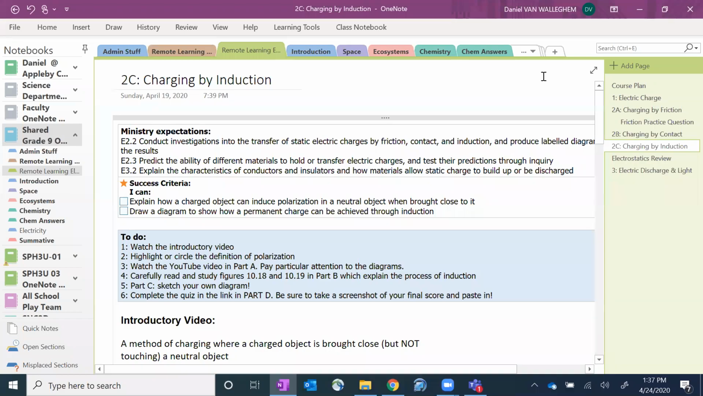Hi everyone. Today we're going to learn the third and final method of charging an object, and that's charging by induction. This is probably the hardest one to properly explain because there's an extra step involved. So charging by friction is when two objects rub together. Charging by contact is when an object physically touches another object. Induction occurs when we use a charged object to charge another one without actually touching it.